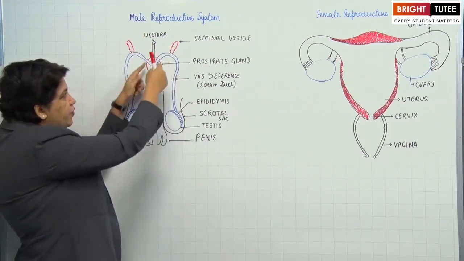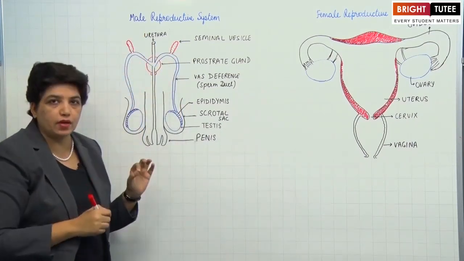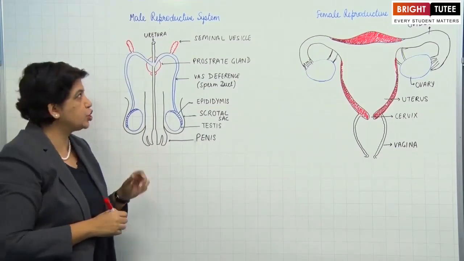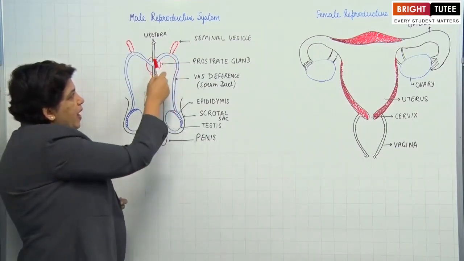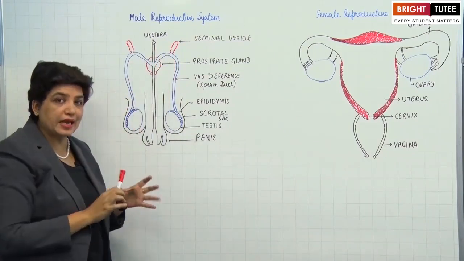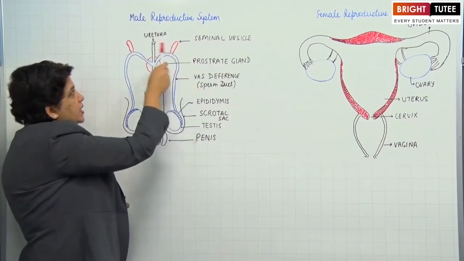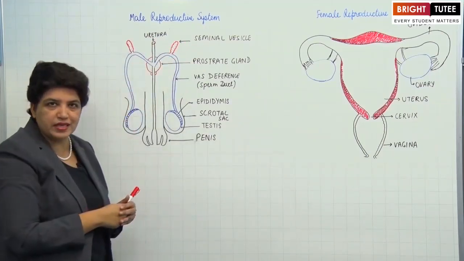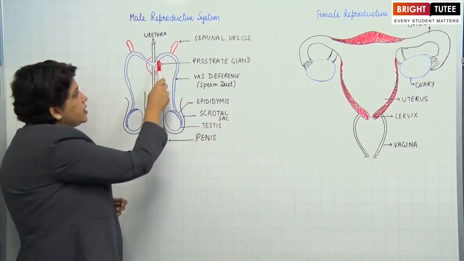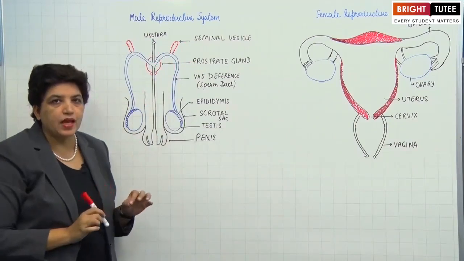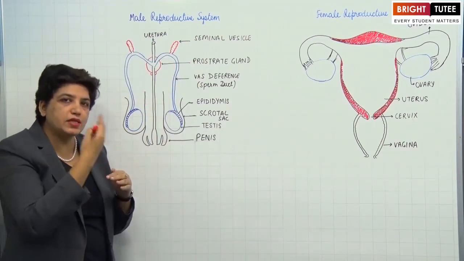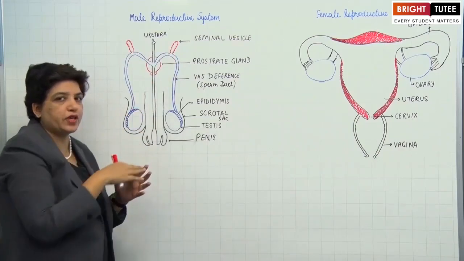So these vas deferens unite with the urethra to form a common passage. Now, on this passage, there are various glands around the vas deferens. First is the seminal vesicle glands, a pair of seminal vesicle glands as you can see, and this is the prostate gland. These glands secrete their secretions into the vas deferens.